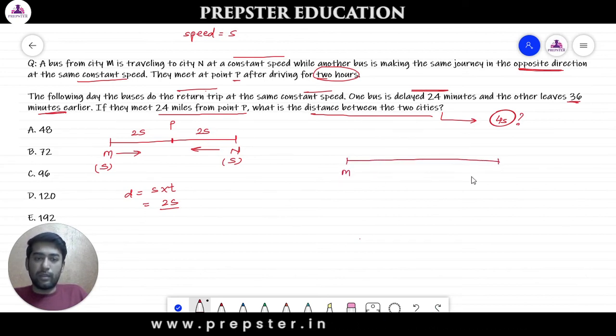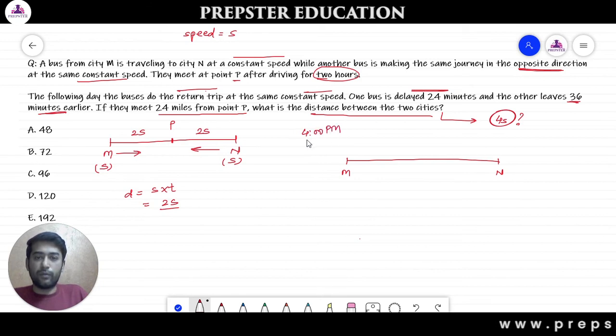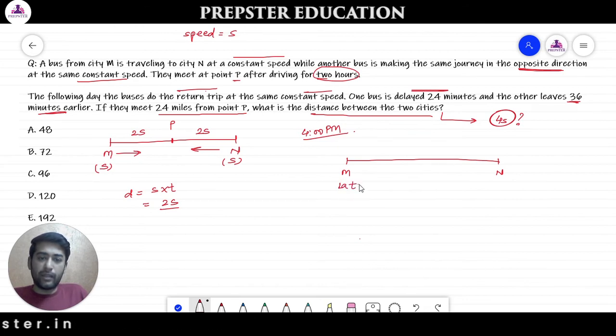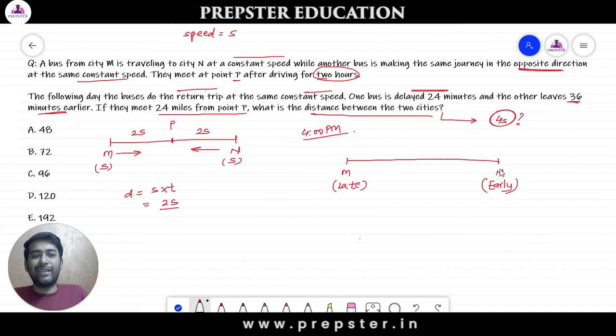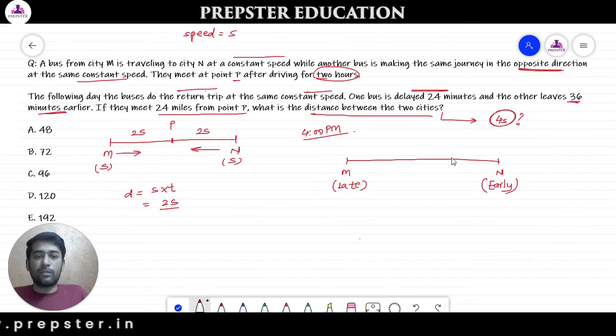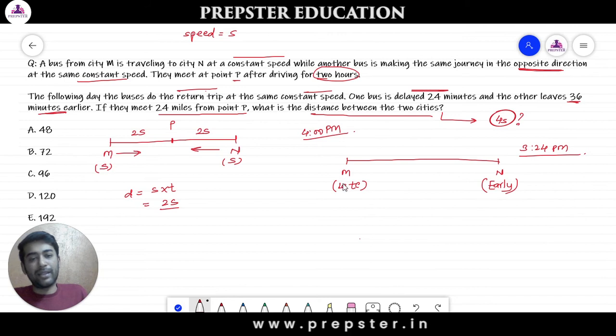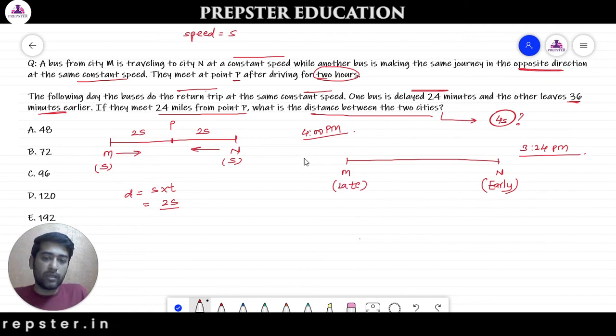Let's assume that both the buses make the return trip at 4 p.m. They start at 4 p.m. and the bus from city M is late. Let us assume it is late. So the bus leaving from city N would leave early. So this leaves early by 36 minutes. So that is, it must leave at 3:24 p.m. now. And since the bus at city M is getting delayed by 24 minutes, it leaves at 4:24 p.m.